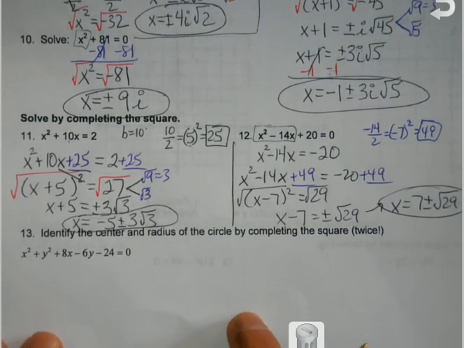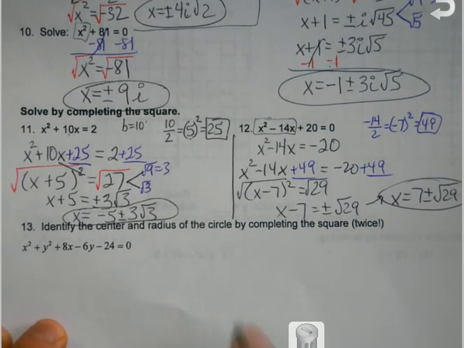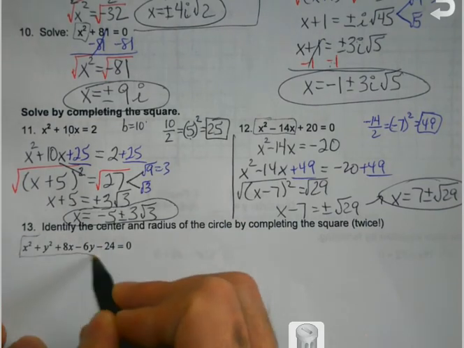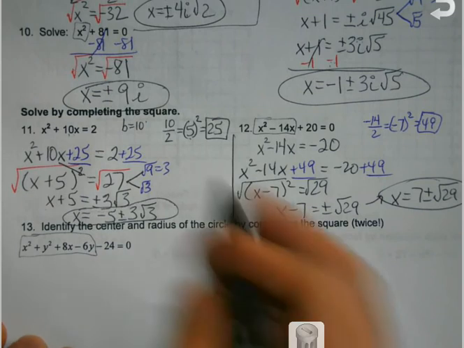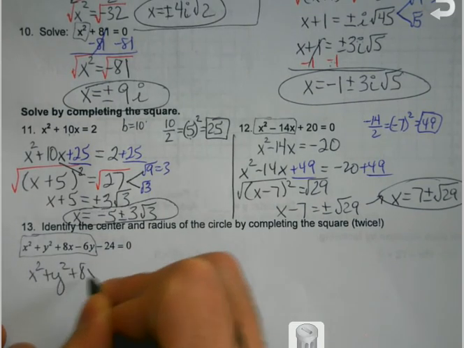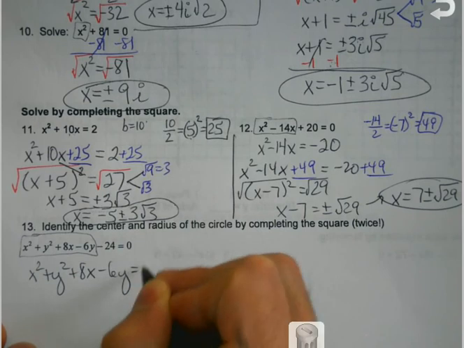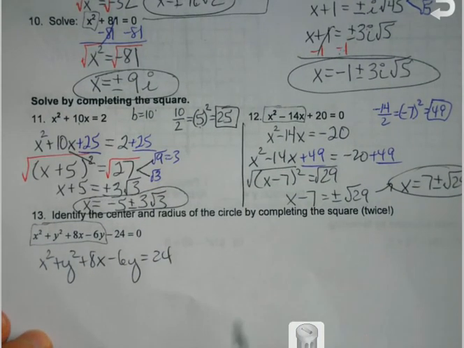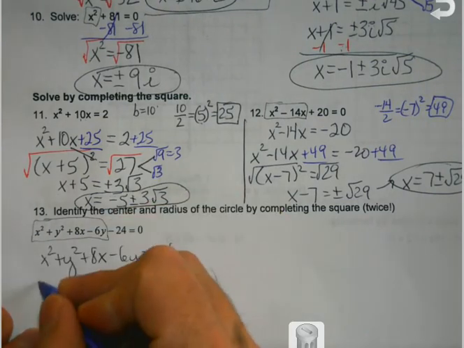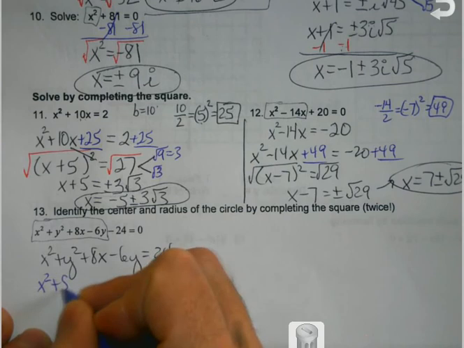So, okay, circles. Completing the square twice. Job 1, we're going to get anything that isn't x and y to the other side. So first, variable terms only on the left. Then, I got to get my x's together, and I got to get my y's together. Because my next step, I have to have them separated.